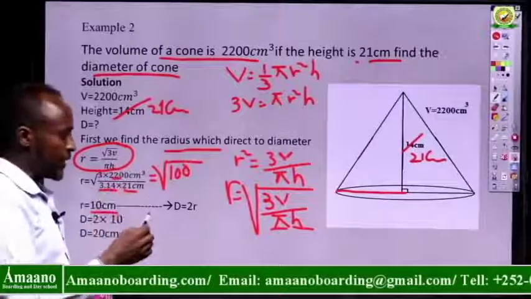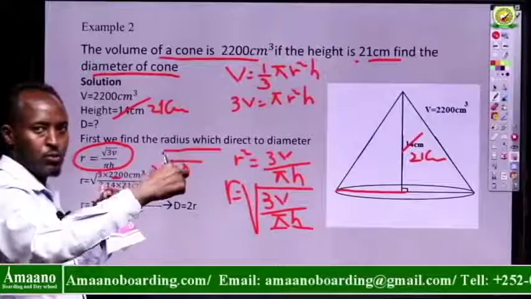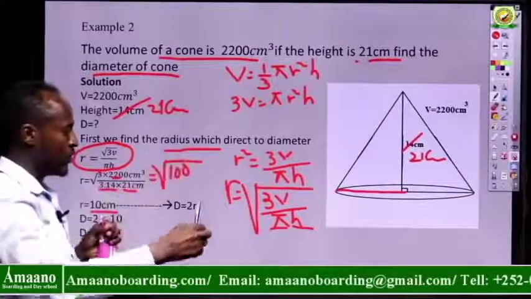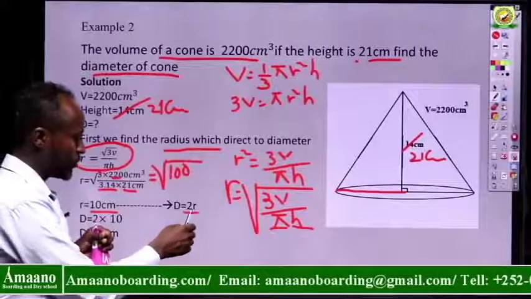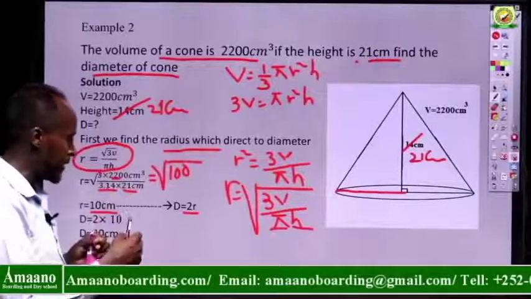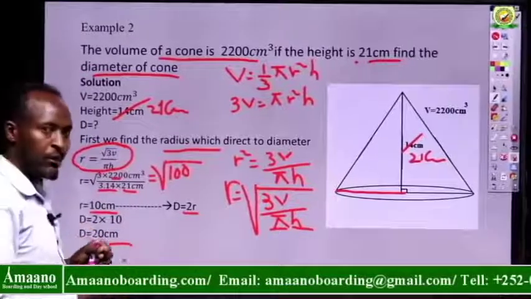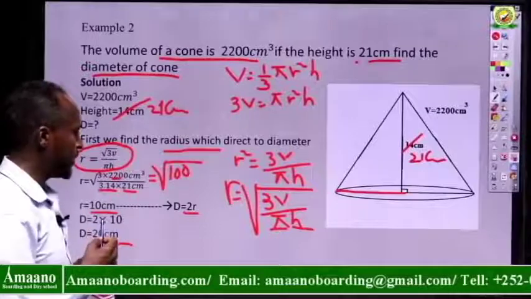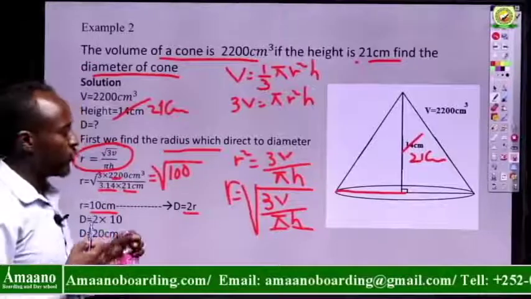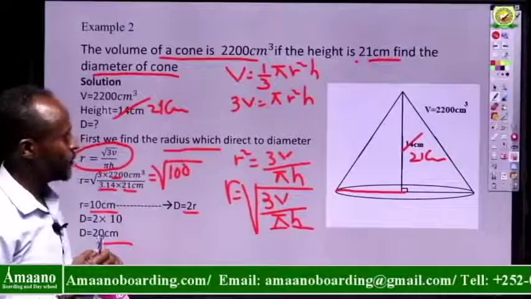What was the diameter? Diameter is 2 times r. It is 2 radii. Therefore, if you multiply 2 times the radius, which is 10 centimeters, that is our diameter, which is 20 centimeters only.